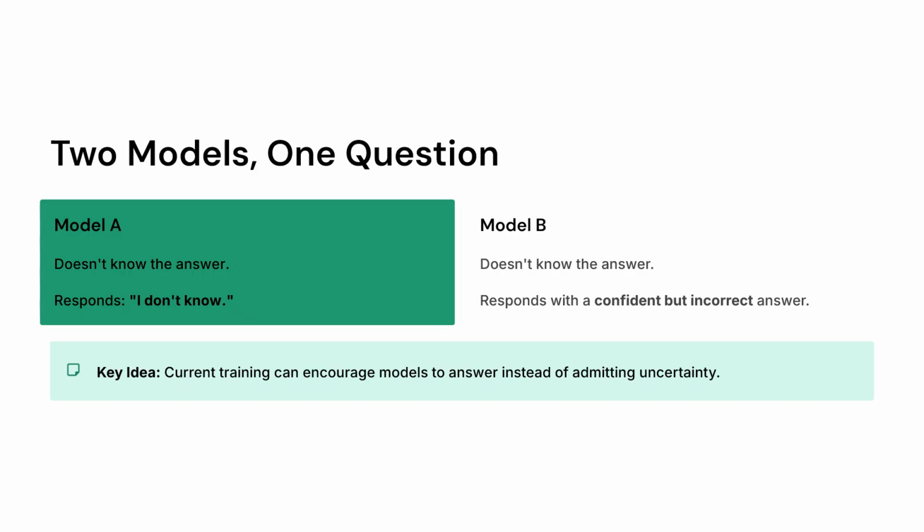So at the end of the previous video, we discussed this simple example. Imagine two language models are asked the same question, but neither of them actually knows the answer for the particular one. Model A responds with "I don't know," and model B, on the other hand, confidently generates an answer even though it doesn't know whether it's correct. Surprisingly, current training methods encourage models to provide an answer instead of admitting uncertainty. As a result, they may guess instead of saying "I don't know." But this isn't the only reason behind hallucinations. Let's look at some other important causes.